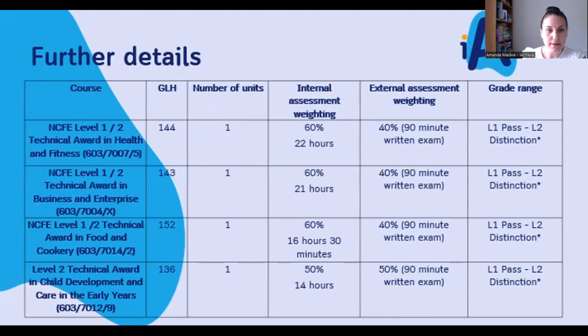So on this slide, you can see the details of each course, including guided learning hours and assessment weighting. You'll see that each course has a 60% weighting for the NEA and a 40% weighting for the EA, with the exception of child development and care in the early years, where the weighting is 50% for each. For each course, learners can achieve a Level 1 pass, Level 1 merit, Level 1 distinction, Level 2 pass, Level 2 merit, Level 2 distinction, Level 2 distinction star. So those grades are equivalent to GCSE grades 1 to 8.5.